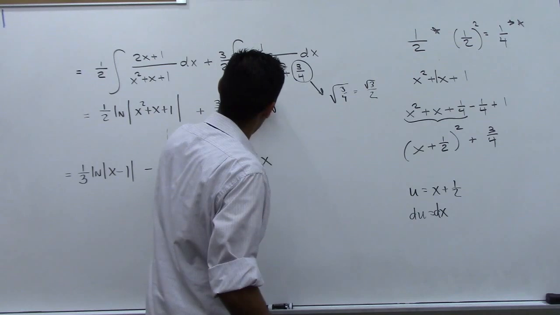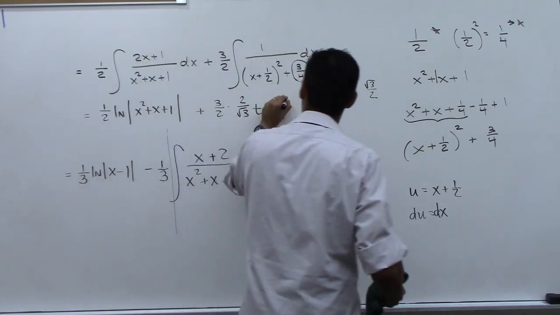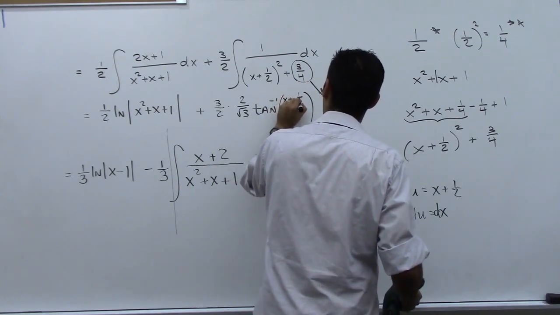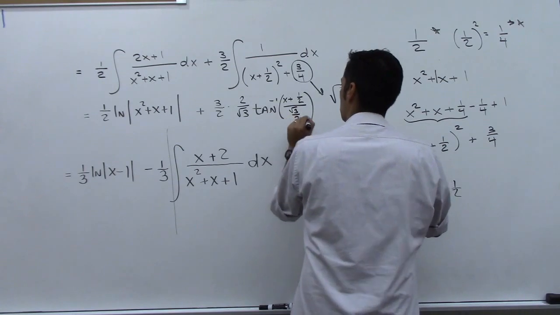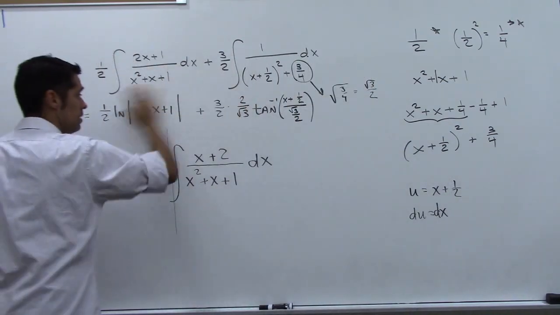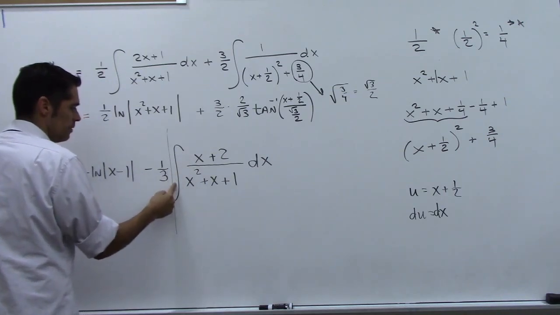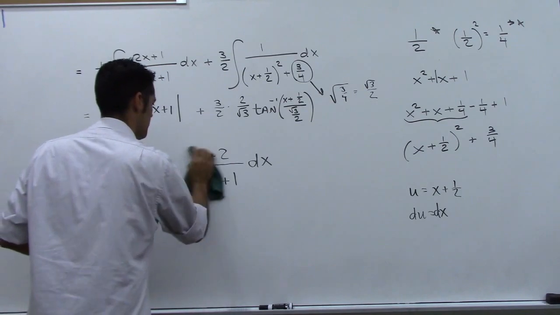Arctangent of u, but u for us is x plus 1/2, over a, but a is root 3 over 2. What a mess. Plus c. All right, so remember all of this answer here was right here. So I've got to take this and distribute a negative 1/3 through, and I'm done.